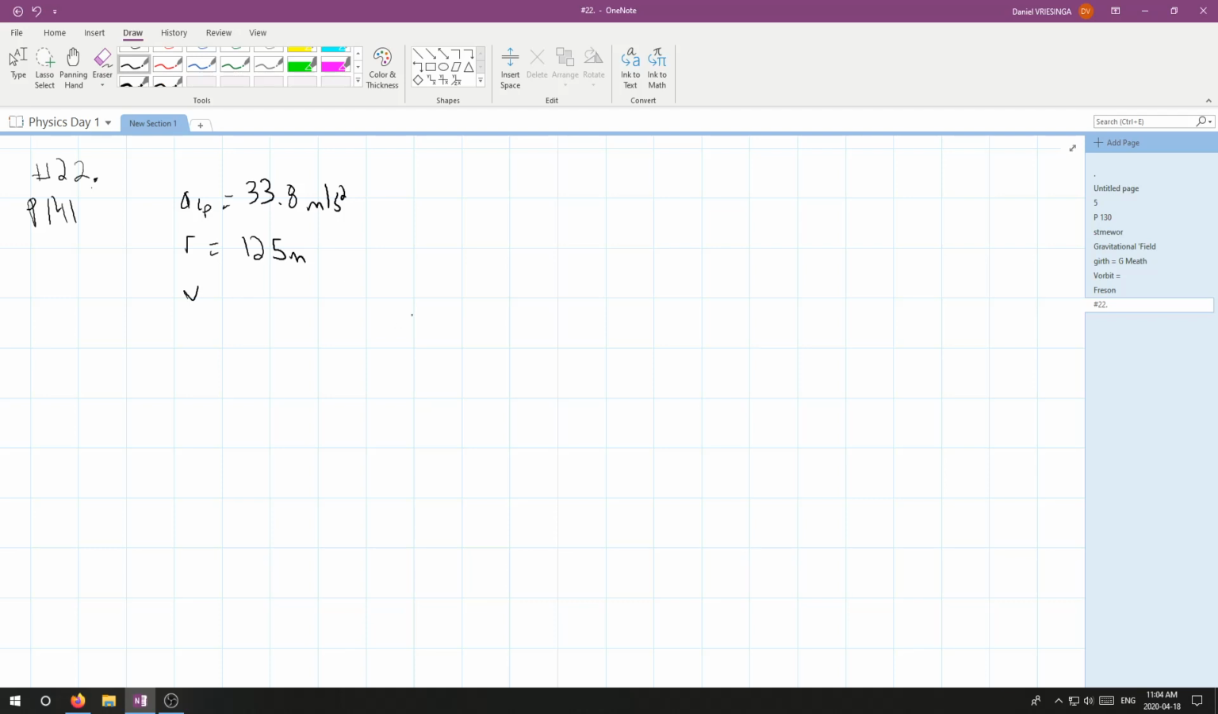Well, easy enough. You just let a_c equal v squared over r and solve for v, right? v will equal the square root of a times r. And you know your numbers, so you solve it. It's really quite that easy. That's like a grade 9 question for you.